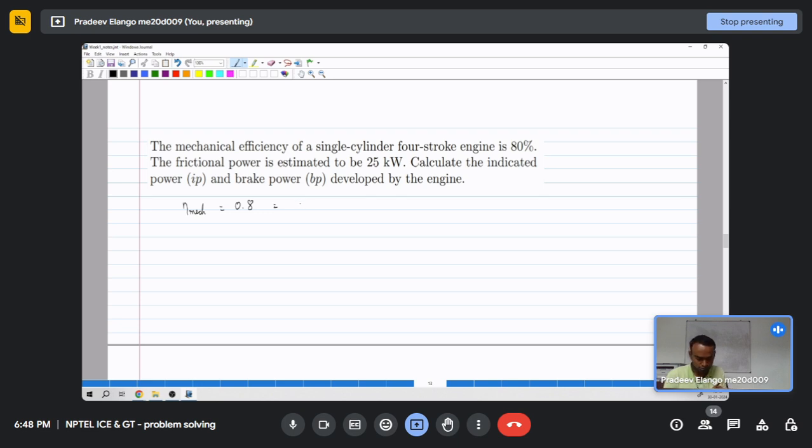Mechanical efficiency is brake power divided by indicated power. So what is brake power and indicated power? You would have gone through the first week lectures, right?